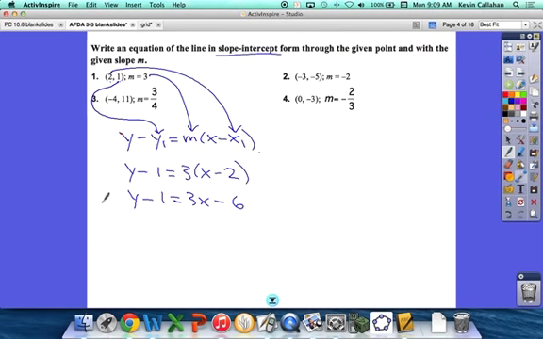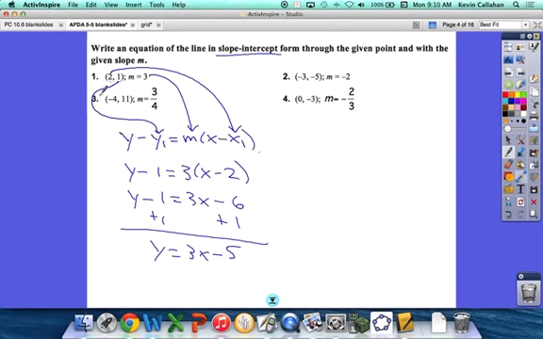Okay, solve for y. What do I need to do next? Pat, you paying attention? What do I have to do to solve for y? Okay, but look at where we are. What do we have to do? Add 1, right? Add 1, add 1. So this one was y equals 3x minus 5. Right? Let's try another one.